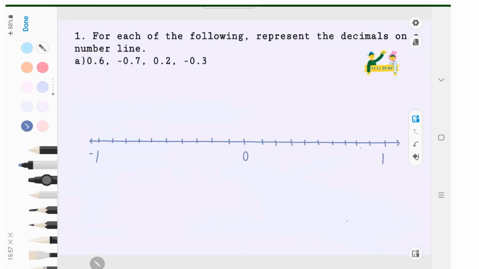First, for each of the following, represent the decimals on a number line. A. 0.6, negative 0.7, 0.2, and negative 0.3. So we find the negative decimals first, which are on the left. There are negative 0.3 and negative 0.7. Negative 0.7 is smaller than negative 0.3. Therefore, it will be like this.